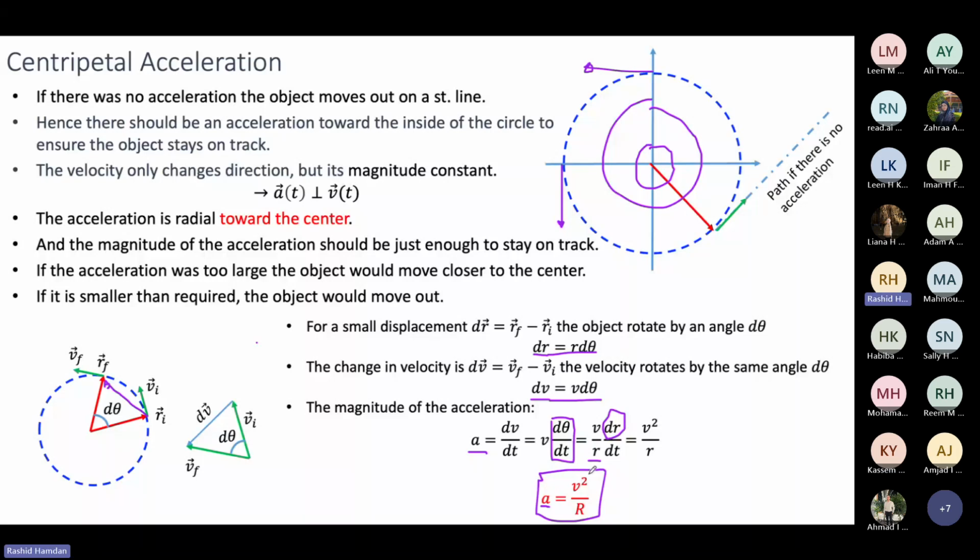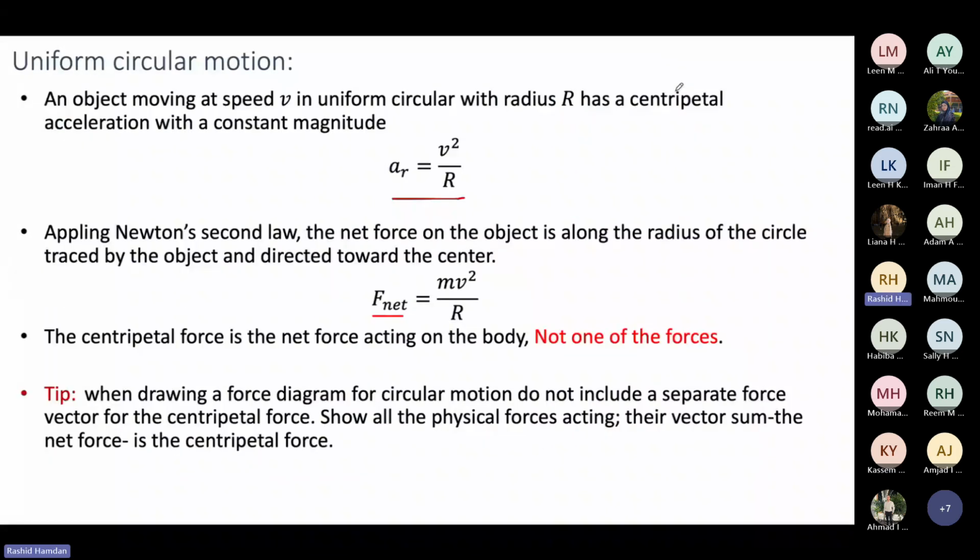So if A is equal to V squared over R, I will stay on the circle with a constant speed. If A is less than V squared over R, actually we would curve out and fly away from the center. If it is larger, it actually would fly in toward the center. So an object moving at a speed v in a uniform circular path with a radius r has a centripetal acceleration with a constant magnitude.